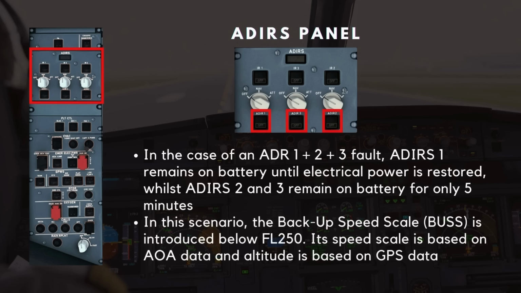In the case of an ADR1 plus 2 plus 3 fault, ADIRS 1 remains on battery until electrical power is restored, whilst ADIRS 2 and 3 remain on battery for only 5 minutes. In this scenario, the backup speed scale is introduced below flight level 250. Its speed scale is based on angle of attack data and altitude is based on GPS data.